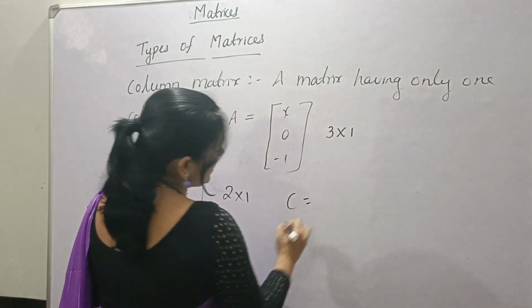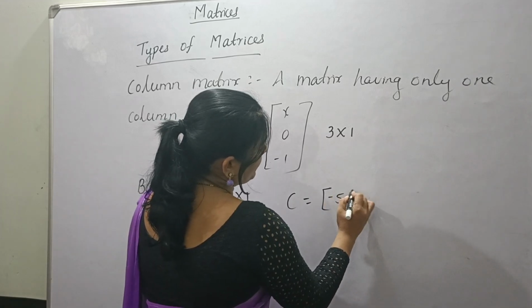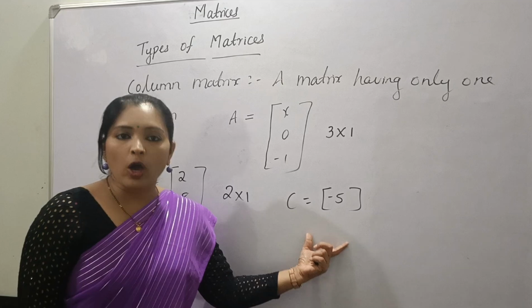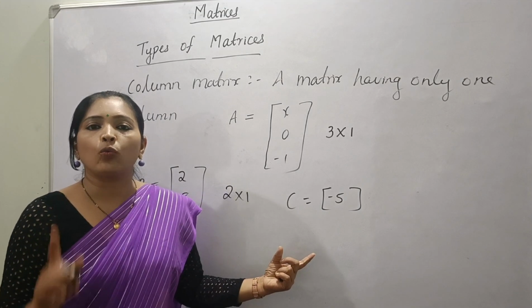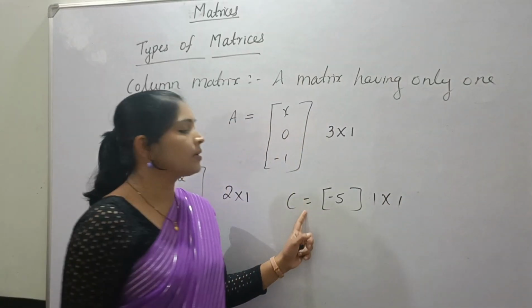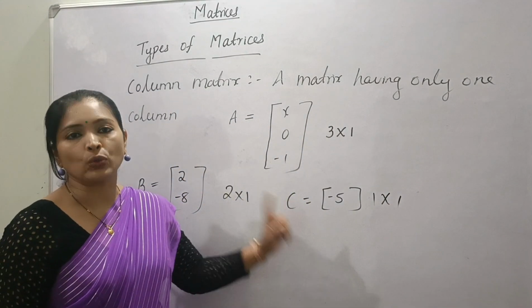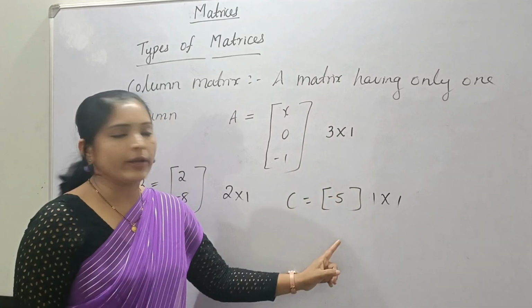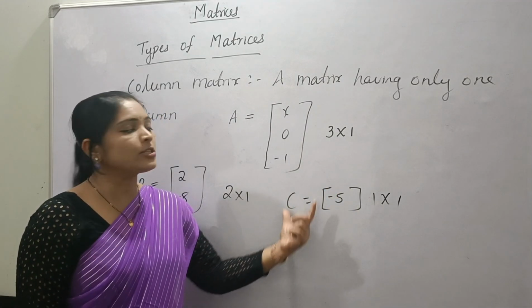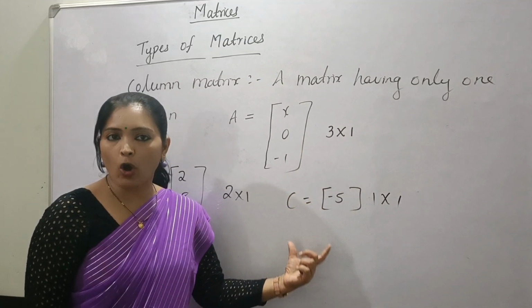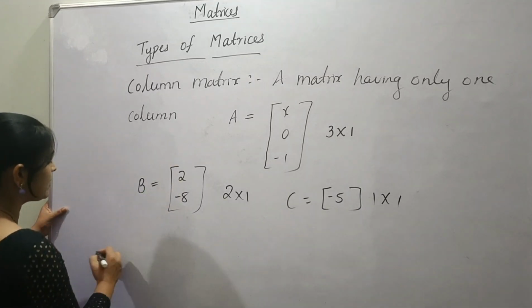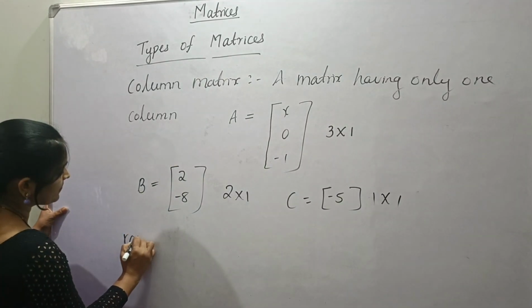One more example. Matrix C is equal to minus 5. So it's also a column matrix of order 1 by 1 because there is only one column and one row. One row and one column. So matrix minus 5, the matrix C is a matrix of order 1 by 1 and it is a column matrix. So next matrix is row matrix.